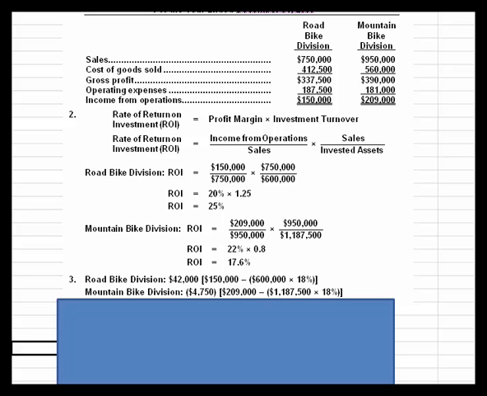And here, the mountain bike division had $1,187,500 of investment dollars, and we multiply that times the 18% rate, and then subtract that from its income from operations, which was 209. Right to the left of my mouse is where that came from. And so we see that the mountain bike division, although it generated $209,000 of income from operations versus $150,000 from the road bike division, we see that in terms of this measurement, which is residual income, the residual income is actually sitting in a loss position.